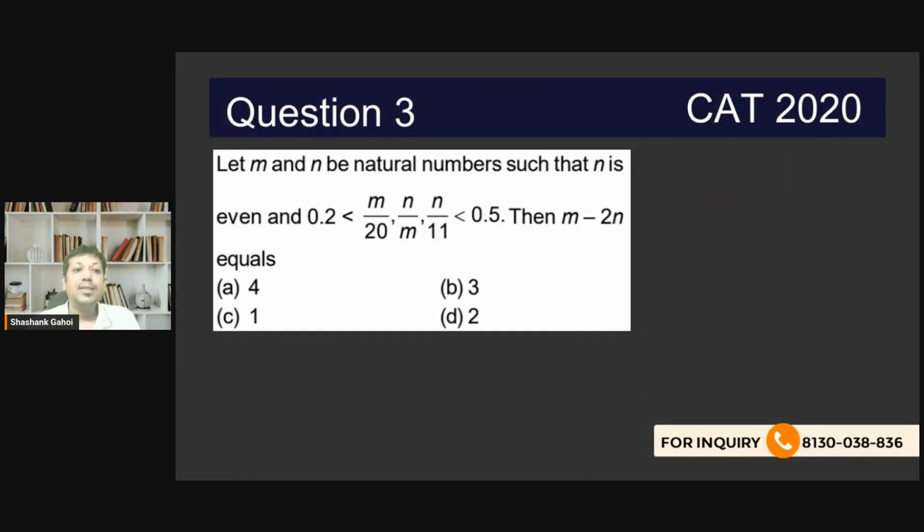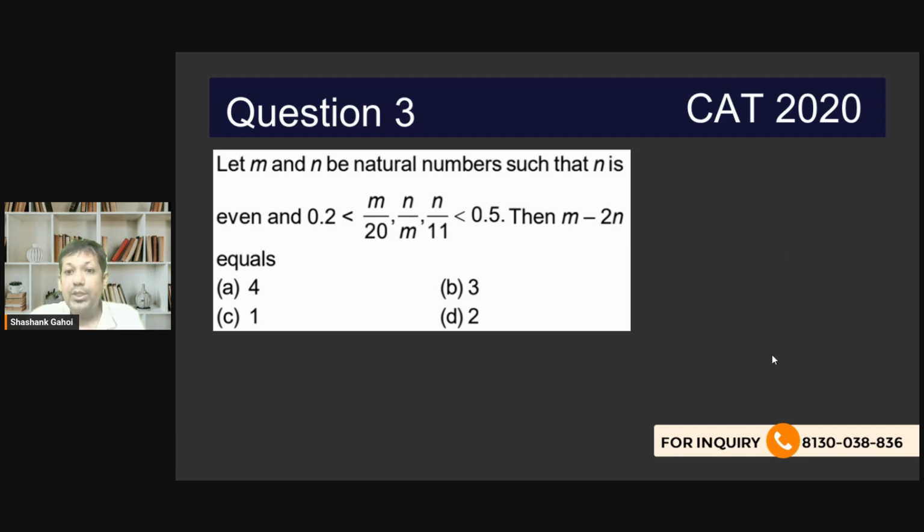Now, what it says is that m and n are natural numbers. Natural means positive integer. It can be 1, 2, 3, 4, 5, 6. It can't be 0. It can't be negative. And n is even. That is also given to us. And the question is talking about this one.